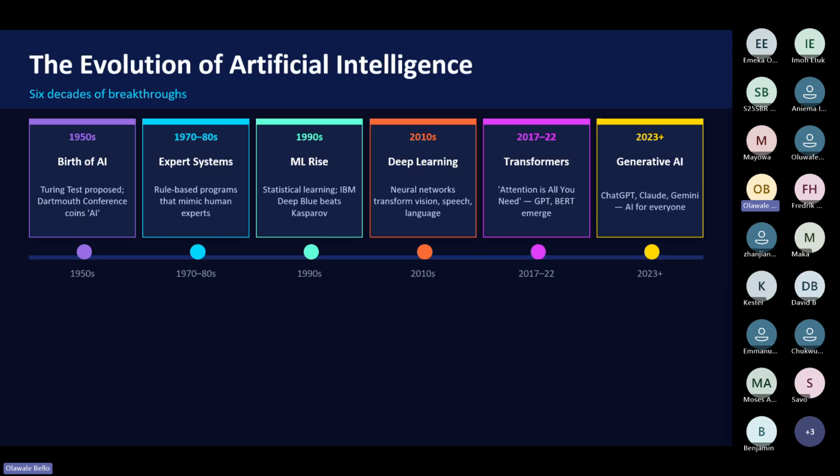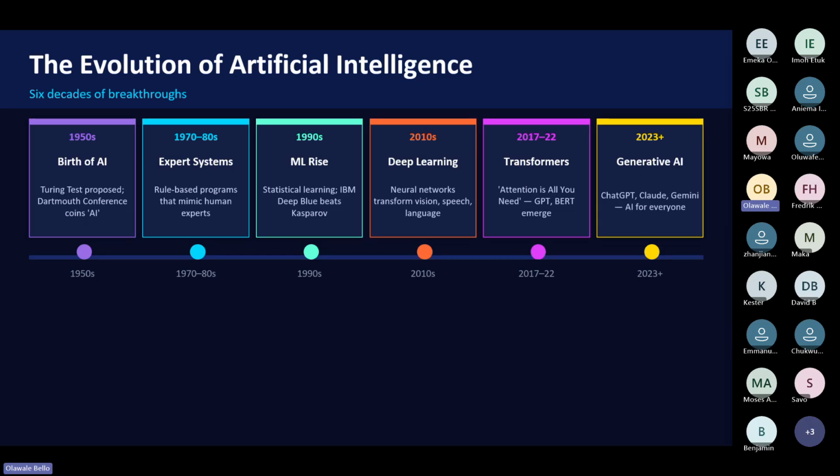So from 2017 to the present, researchers introduced what is called the transformer architecture through a paper called Attention is All You Need. Transformer became the foundation for modern AI systems. This transformer architecture led to the creation of models like GPT, Claude, and Gemini that power most AI applications or AI tools that we use today.